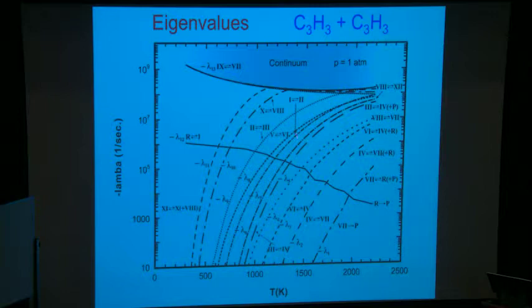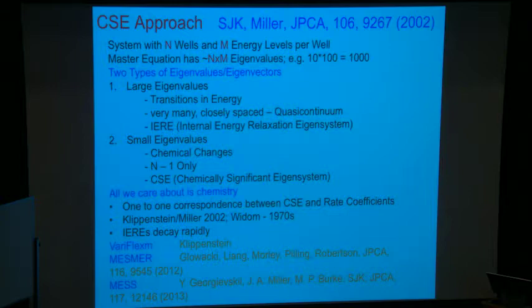So to solve the problem, we say, we're just going to forget about everything that happens at early time. We're going to take our eigenvalue expansions and just say, forget about the early time, the large eigenvalues. Just throw them out and look only at the time propagations for the chemical times, the longer times. And if we choose that properly, it turns out there's a nice one-to-one correspondence between your solutions in this chemical eigenvector space, we call it the chemically significant eigenvector space, and the rate representation.